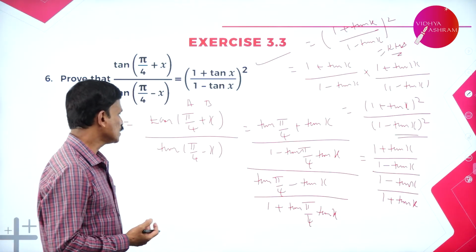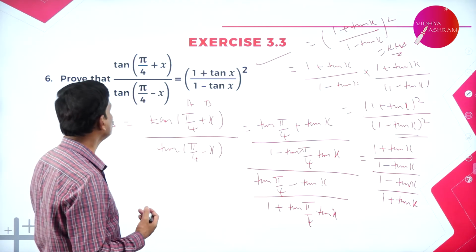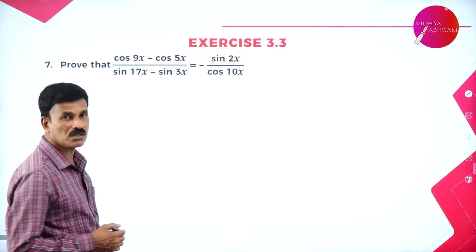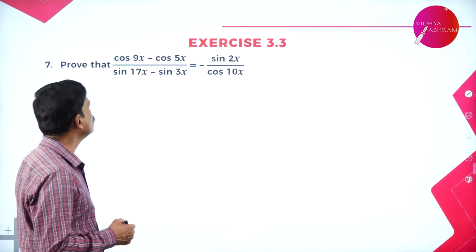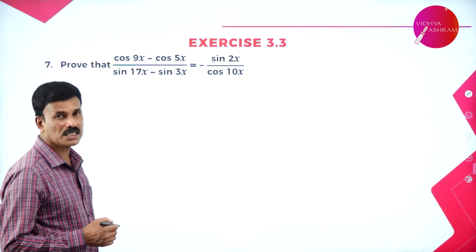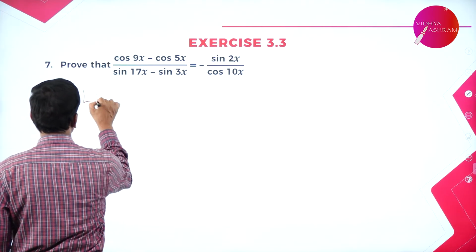That's it. Right. Now, let us come to the next problem. Prove that (cos 9x minus cos 5x) divided by (sin 17x minus sin 3x) is equal to minus sin 2x by cos 10x. Let us try this. Now, let us take LHS first.